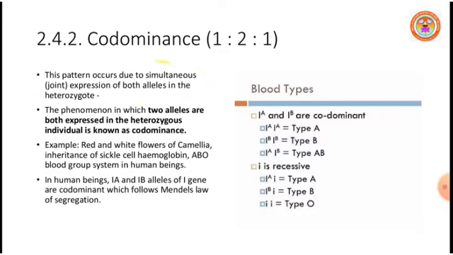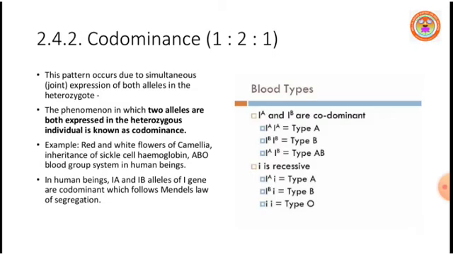Codominance. This pattern occurs due to the simultaneous or joint expression of both alleles in the heterozygote. For example, red and white flowers of camellia, inheritance of sickle cell hemoglobin, and the ABO blood group in humans are very good examples.